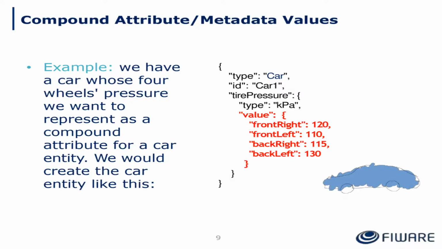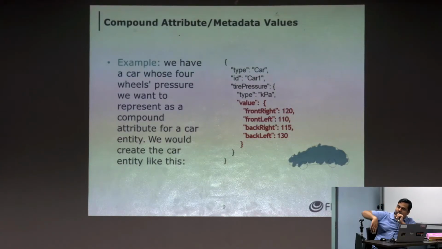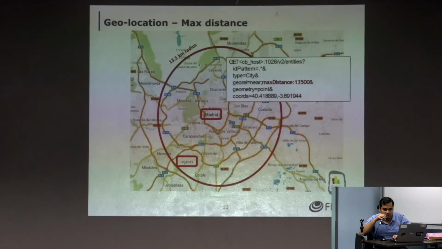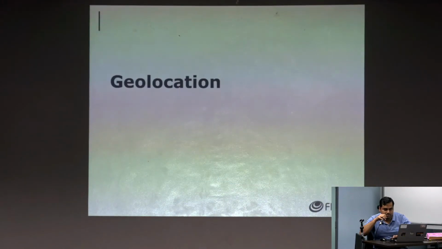It also supports metadata. Now, what is metadata? You know that entities can have multiple attributes. Every attribute can also have some metadata. Metadata, as you know, is data about data. For instance, here in the example, you can see the tire pressure can have metadata here. This is not metadata. Sorry, I'll show you the example of metadata. It's not here.